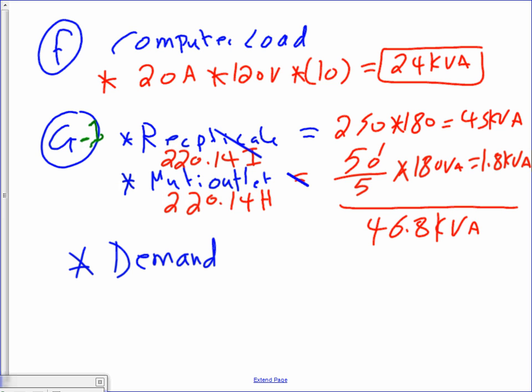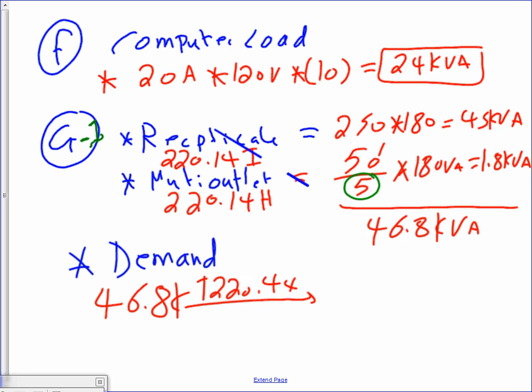Now, is this simultaneous or non-simultaneous? These are non-simultaneous. Why? Did I say anything about simultaneous for the multi-outlet assembly? So you divide it by 5. That 5 comes from every 5 feet there is 180 volt-amps. Then you take the demand, which is 46.8K. Take this one to Table 220.44. This is how you derive it.